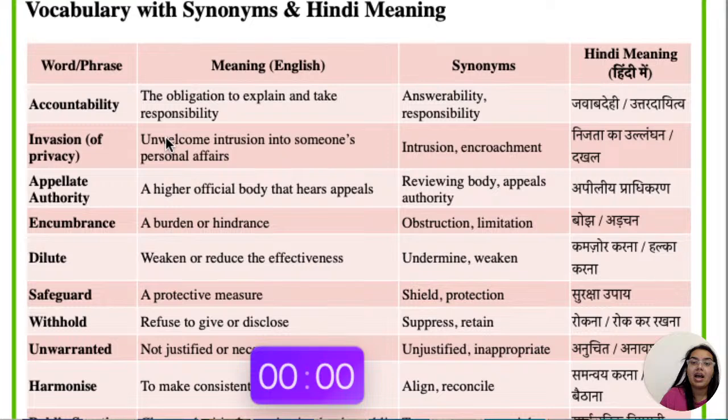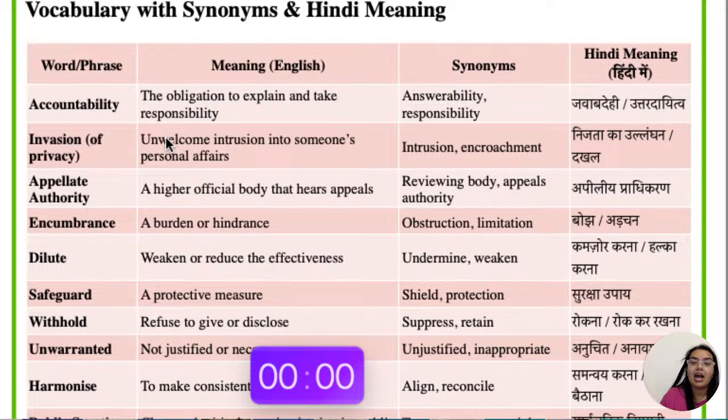Safeguard is a protective measure like a shield, steps taken for the sake of protection. To withhold is to refuse, not to give or disclose something. Unwarranted is something which is not at all justified, unnecessary. Harmonize is to make consistent something which is going in hand with another thing. अच्छे से gel हो रही है, align हो रही है, मिलकर काम हो रहा है, मेल बिठाना. Public scrutiny is critical examination by the public.